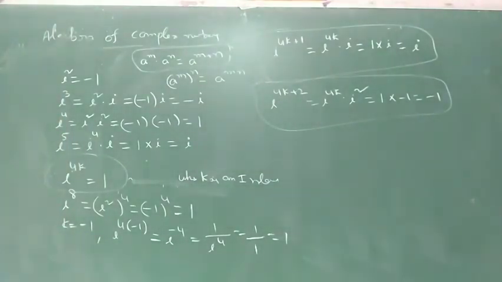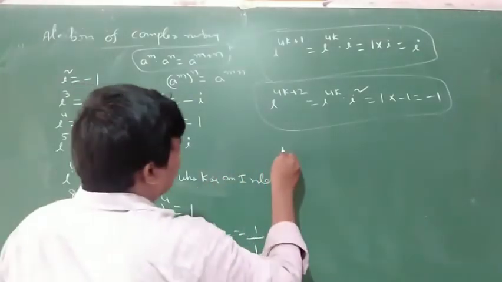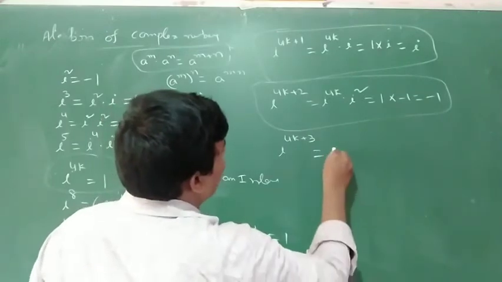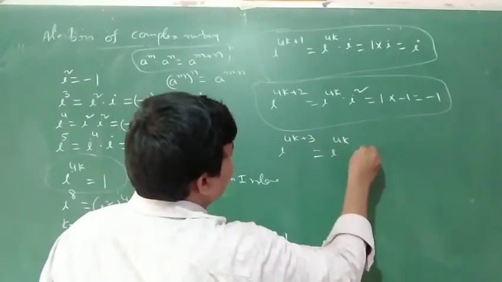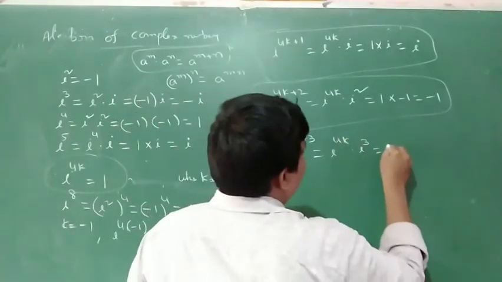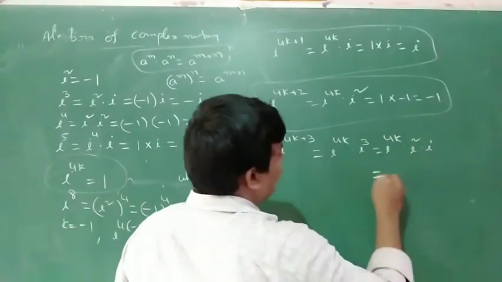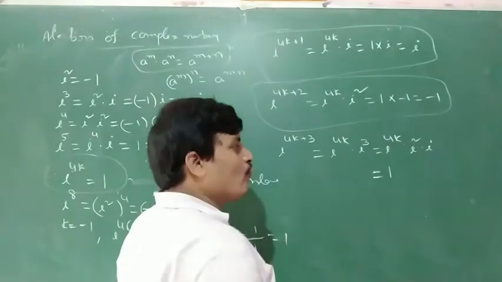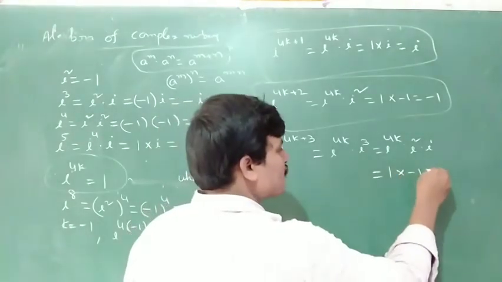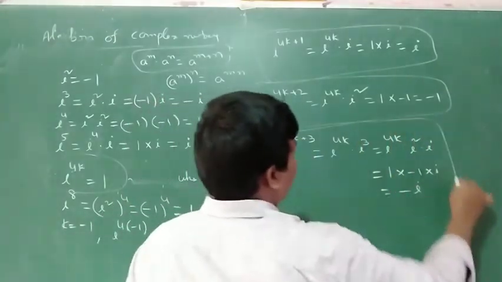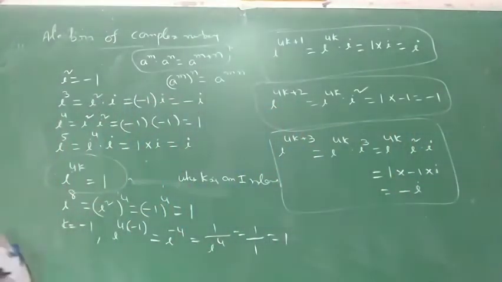So i power 4k plus 3. Next result, i power 4k plus 3 is equal to i power 4k into i cube. i power 4k value 1, i cube value is i square into i, that is minus 1 into i. So finally minus i. These are four important results.